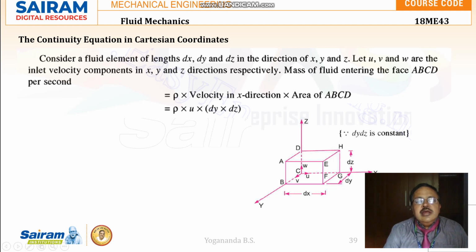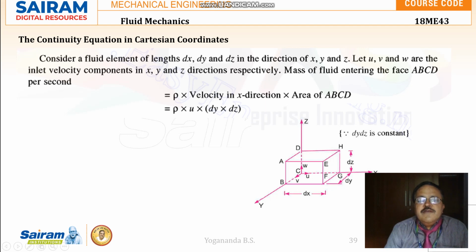x direction. The fluid element is having the length dx, width dy and thickness dz in the directions x, y and z. Let u be the velocity in x direction, v the velocity in y and w in z direction respectively. So u, v and w are the velocity components in x, y and z directions.